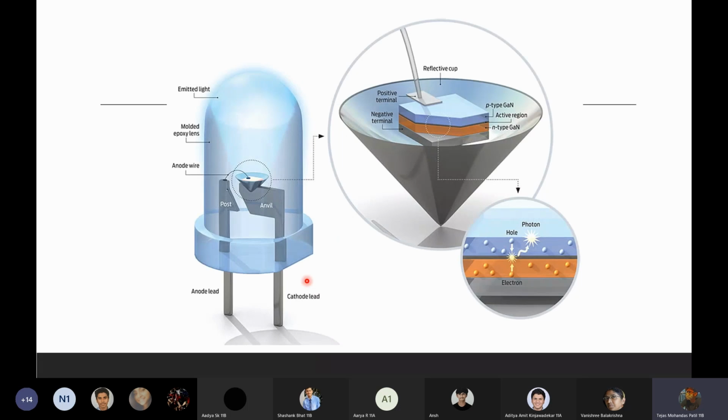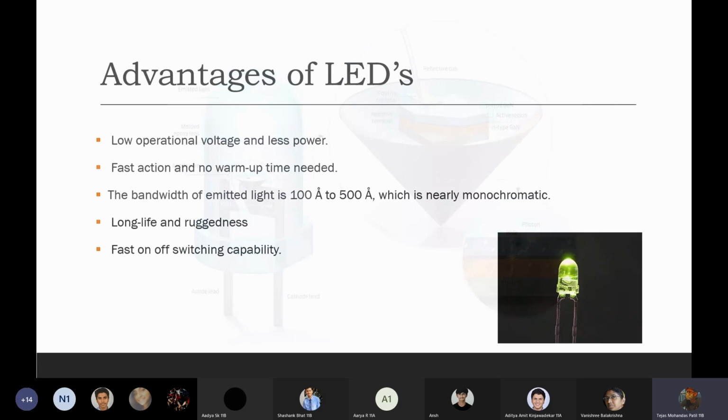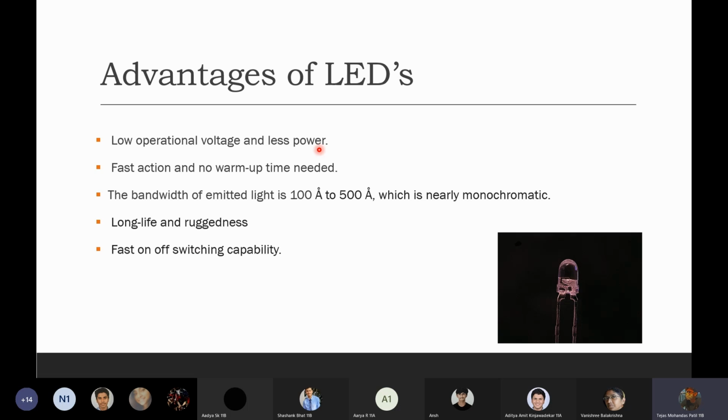Moving on, I explained the working of the LED. Advantages of LEDs. There is a low operational voltage and it needs less power. Why is this? We'll take an example of a filament bulb. It has a very high resistance. We provide it current so that it heats up. It heats up to such a temperature that it gives light.